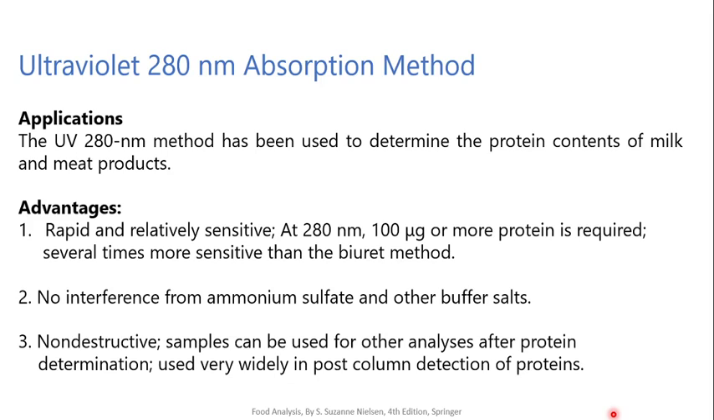So what are the advantages? It is a rapid and relatively sensitive method. At 280 nanometers, 100 micrograms or more of protein is required, which is several times more sensitive than the biuret method. Here, there are no interferences from ammonium salts and other buffer salts. This method is also non-destructive. The sample can be used for other analyses after protein determination, and this method is used very widely in the post-column detection of proteins.